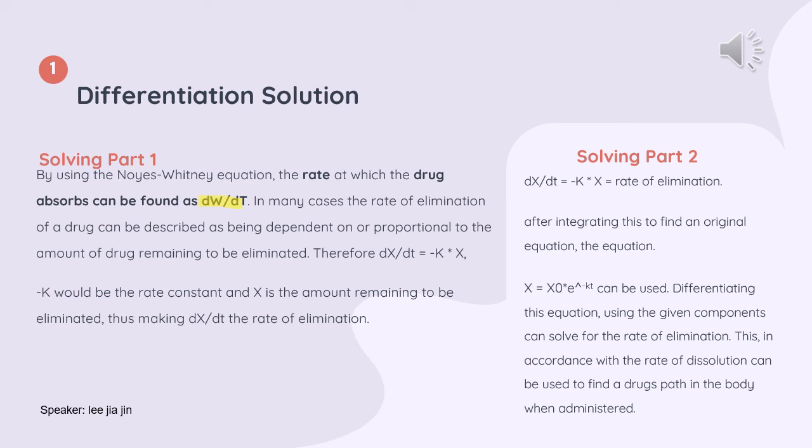In many cases, the rate of elimination of a drug can be described as being dependent on, or proportional to, the amount of drug remaining to be eliminated. Therefore, dx/dt equals negative k times x. Negative k is the rate constant and x is the amount remaining to be eliminated, thus making dx/dt the rate of elimination. After integrating this to find the original equation, x equals x naught times e to the power of negative kt can be used. Differentiating this equation using the given components can solve for the rate of elimination. This, in accordance with the rate of dissolution, can be used to find a drug's path in the body when administered.